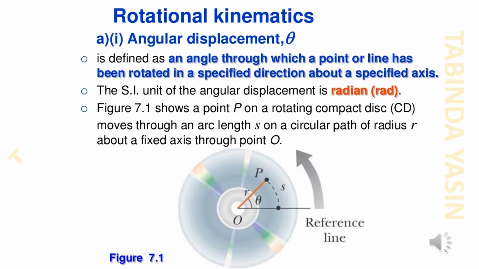Now starting the rotational kinematics. First of all we have to discuss the angular displacement. It is defined as the angle through which a point or line has been rotated in a specified direction about a specified axis. The SI unit of the angular displacement is the radian, designated as rad. The figure shows the point P on a rotating compact disc CD moving through an arc length s on a circular path of radius r about a fixed axis through a point O, which gives the angular displacement theta.